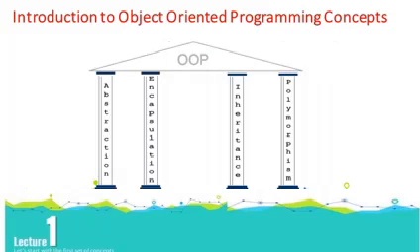Now there are four most important pillars of object-oriented programming, that is OOPS: abstraction, encapsulation, inheritance, and polymorphism. I'll explain each of them one by one.